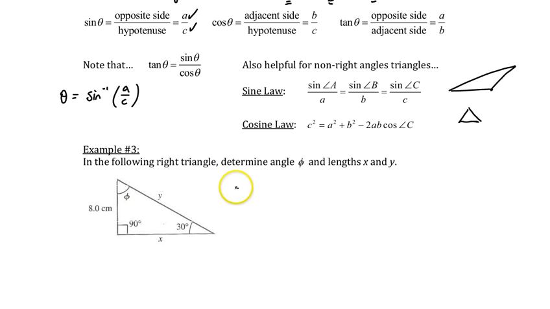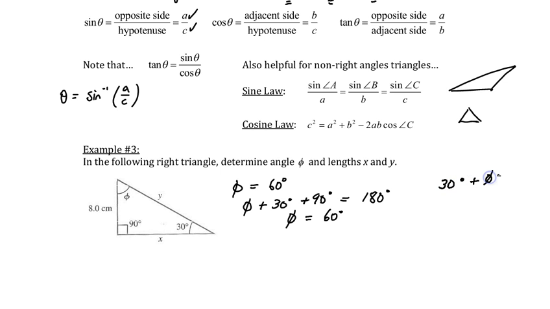Well, first of all, I know this angle phi is going to be equal to 60 degrees. Well, how do I know that? Well, I know that phi plus 30 plus 90, all three angles in a triangle, must add up to 180 degrees. That's called the triangle sum theorem. And so phi must be equal to 60. Or you could also say that 30 degrees plus phi must add up to 90, and so therefore phi must be equal to 60 degrees.